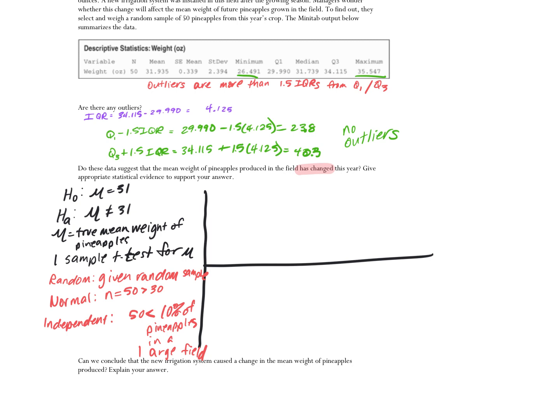From here, we're going to calculate our t statistic. My statistic is x bar, that's 31.935, minus my null hypothesis. My parameter is what we're assuming to be true from the null hypothesis, so that'll be 31, all over S, the standard deviation, so that's 2.394, over the square root of our sample size, which is 50.